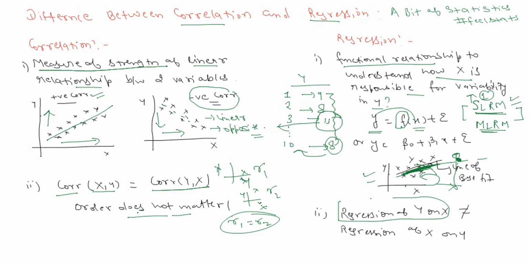Regressing y on x is very different from regressing x on y. In the first, we are trying to understand the variability in y explained by x, while in the second we are trying to understand the variability in x explained by y. So that's how these two terms are very different from each other.